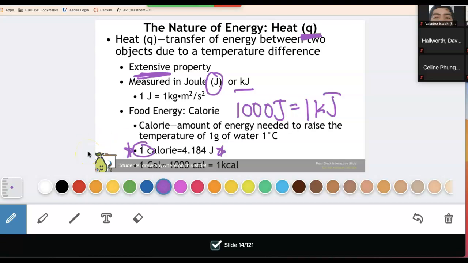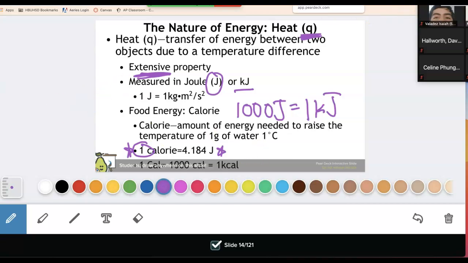So again, your food has energy stored in it, okay? And in fact, you can take something like a peanut and you can light it on fire and it will give off heat because it has stored energy in it, all right? And your body uses that stored energy to do work for you.